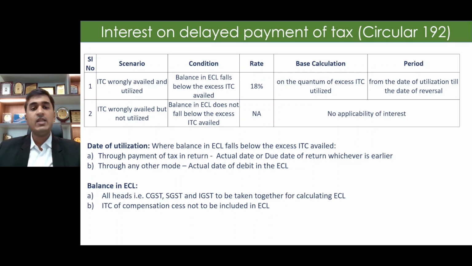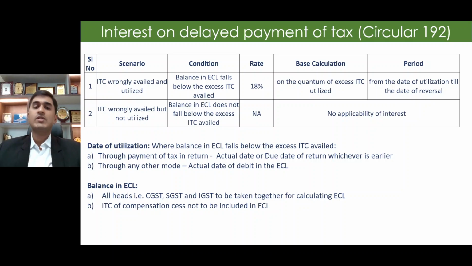However, if my balance was always above the threshold limit, for example, I am required to make a reversal of 1 lakh rupees, whereas my balance is 1,50,000 rupees, in that case, there would be no applicability of interest.